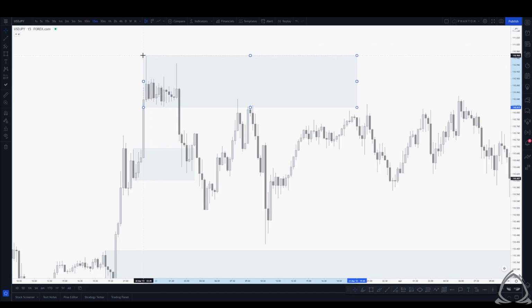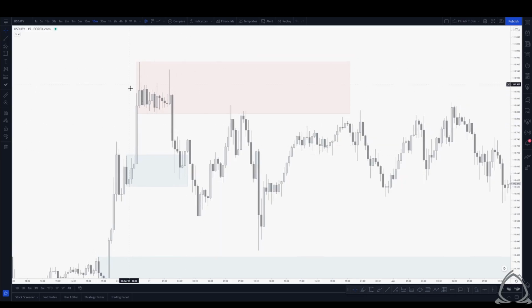I wouldn't necessarily be including this wick in my supply zone for a couple of reasons. One, because it does extend the supply zone quite rapidly, and we're more interested in what's happened just before that move that expanded to the downside. But that being said, if we do a really quick measurement of how much this zone really gets added onto, it's about roughly 2.5 pips. Is 2.5 pips really going to make or break your supply or demand zone? Not necessarily. So it's not a huge issue.